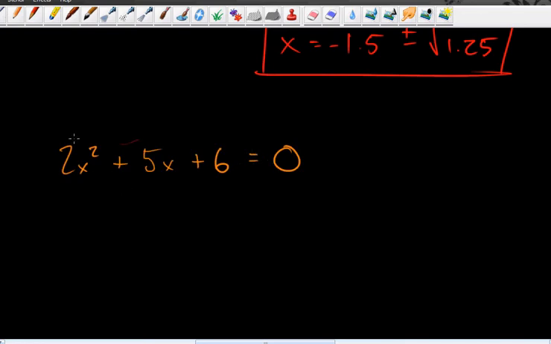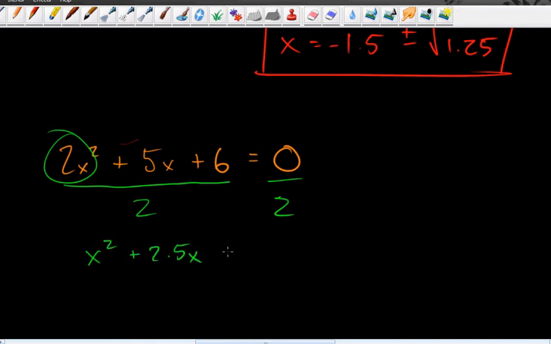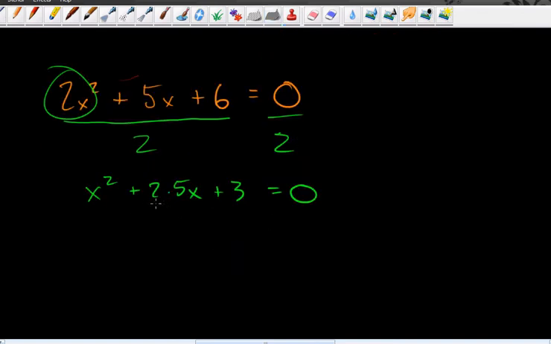Okay, the last example is what if there's a coefficient of x squared. We can still solve this by completing the square, but it's easiest to complete the square when our first term is just x squared, or rather 1x squared. So I'm going to start by dividing by the coefficient that I see of x squared. I'm going to do it on both sides to keep the equation balanced, and I end up with x squared plus 2.5x plus 3 equals 0, because 0 divided by 2 is 0.